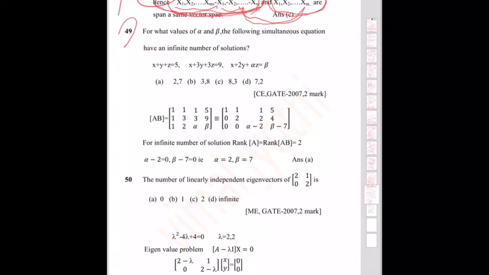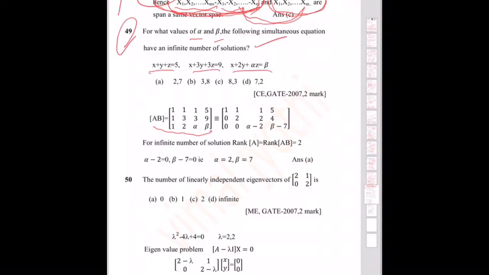Then problem number 49. For what values of alpha and beta does the following simultaneous equation have an infinite number of solutions? Equations 1, 2, 3. The augmented matrix of this equation is this, which is reduced to row echelon form. This is the row echelon form.